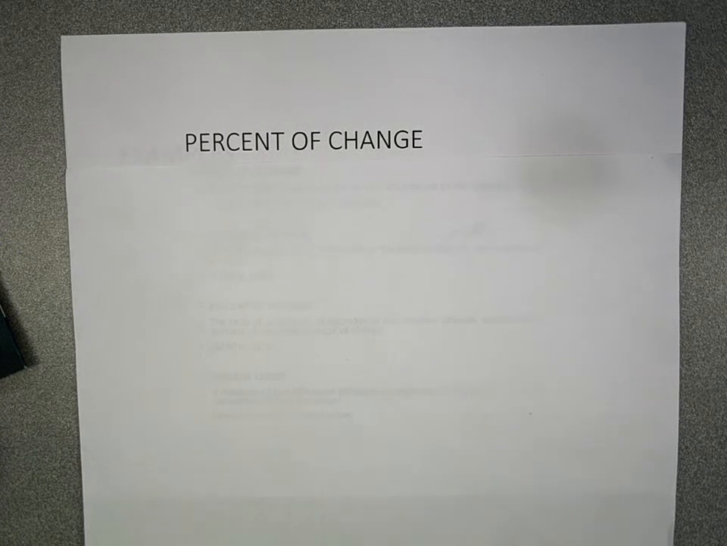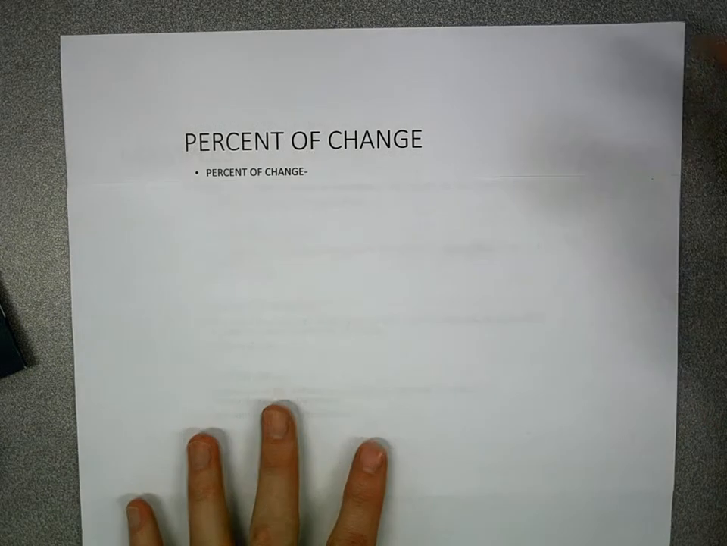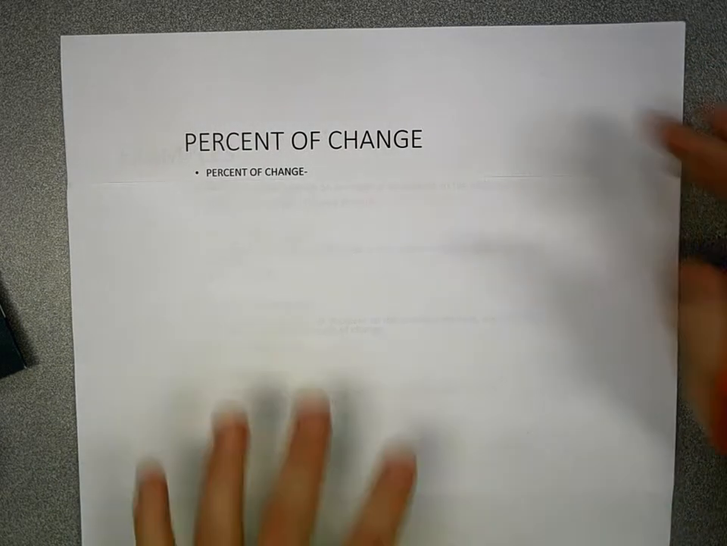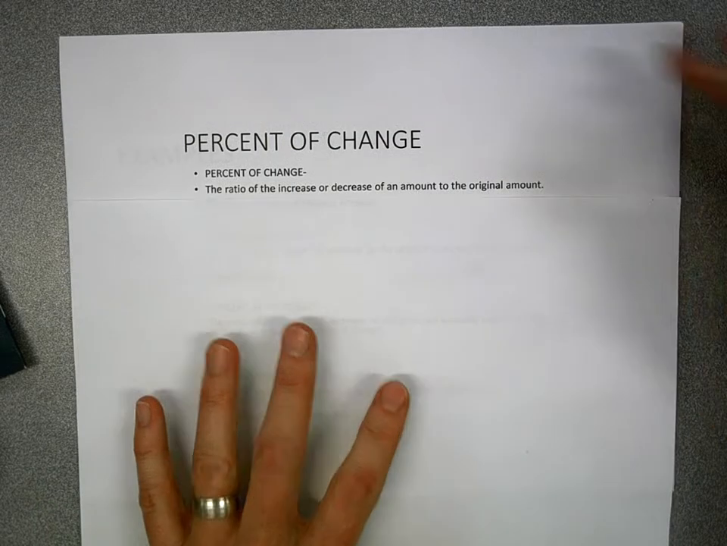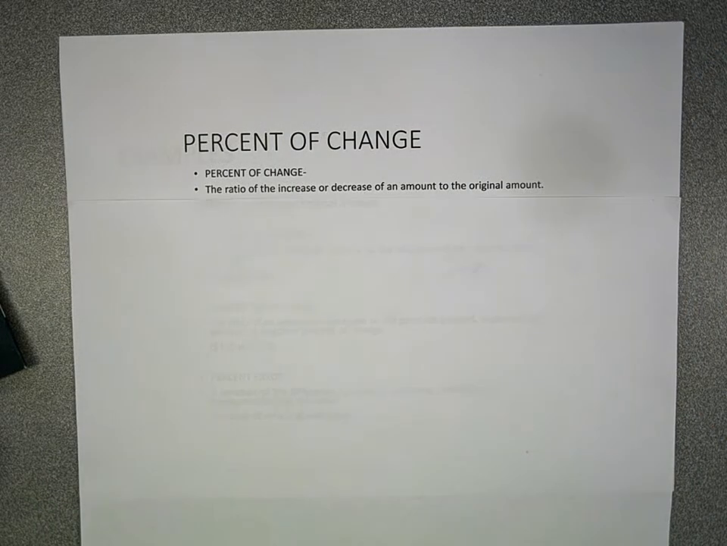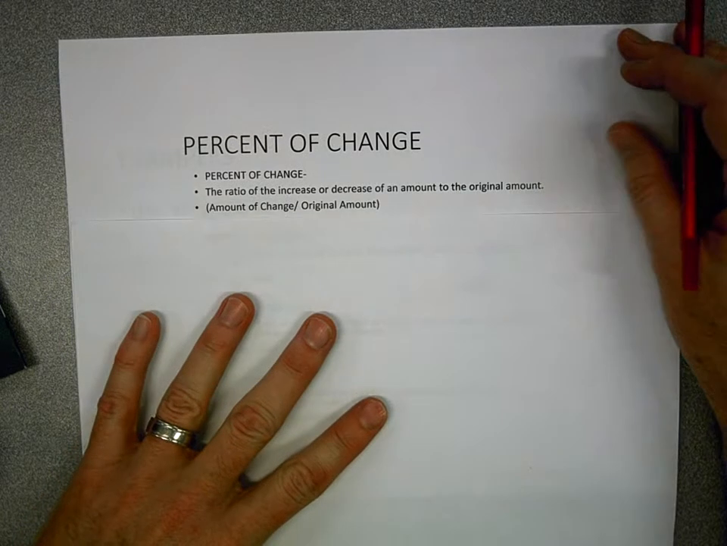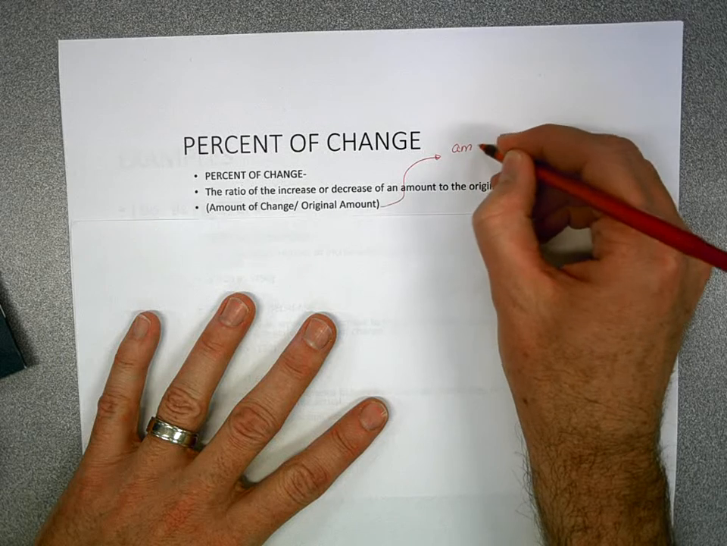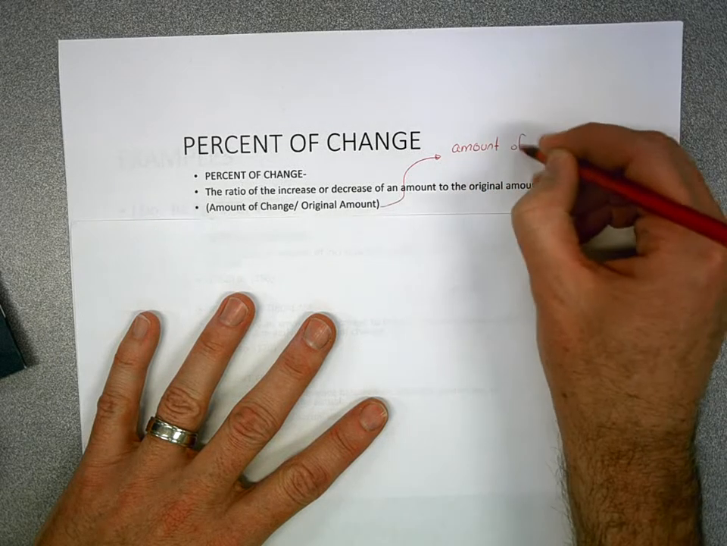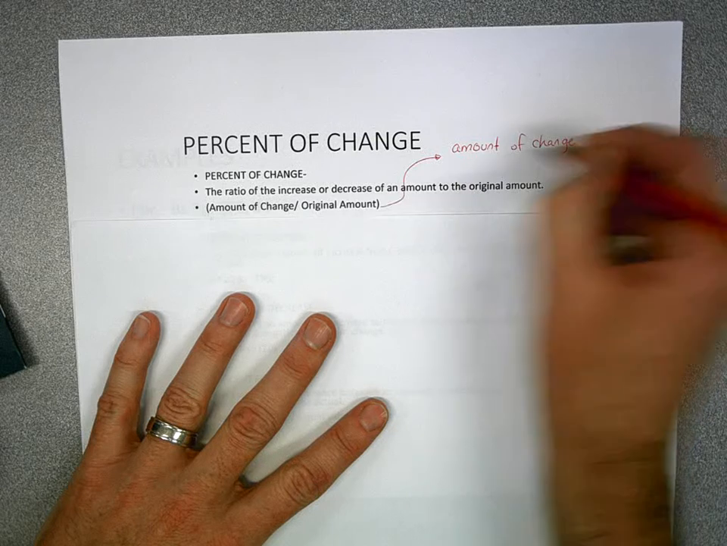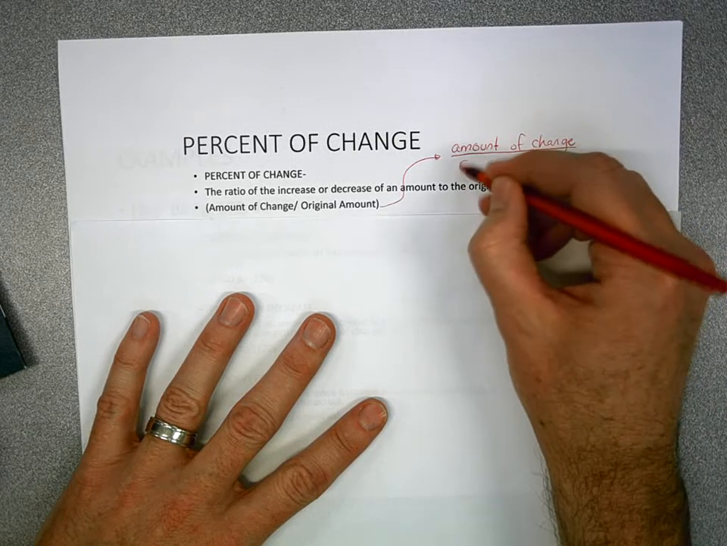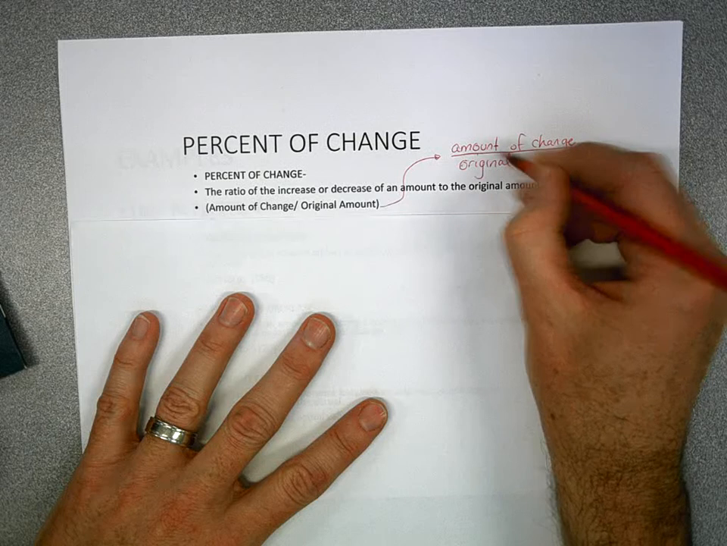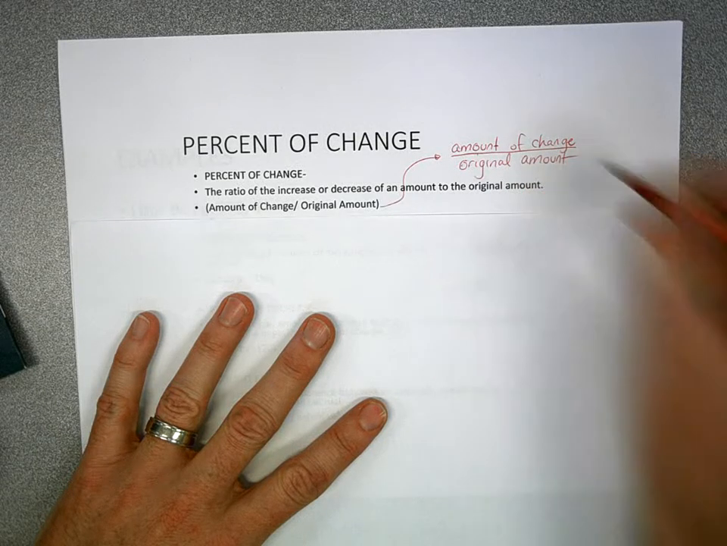All right, so there is a percent of change. That's actually our very first phrase. Percent of change, everyone? All right, so here's what your book says it is. It's the ratio of the increase or decrease of an amount to the original amount. I want you to write it in fraction form: the amount of change, the amount that the number changed, over the original amount. Write that in your little box there.